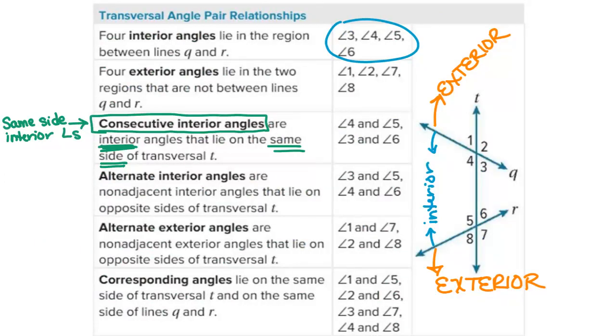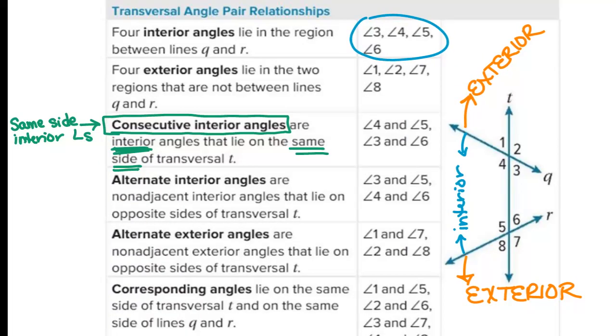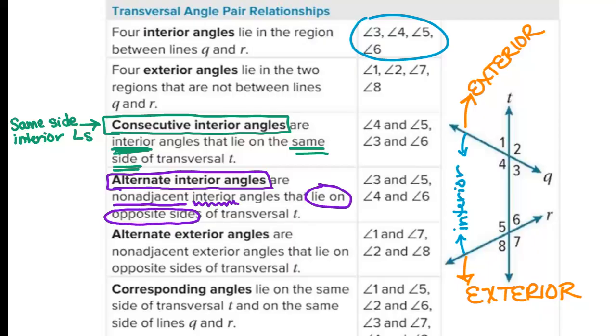Same side interior angles. And then we have alternate interior angles next. Alternate interior angles. These are non-adjacent angles that are in the interior that lie on opposite sides of the transversal.